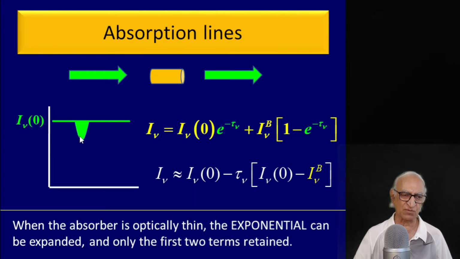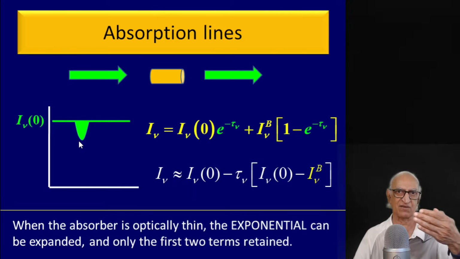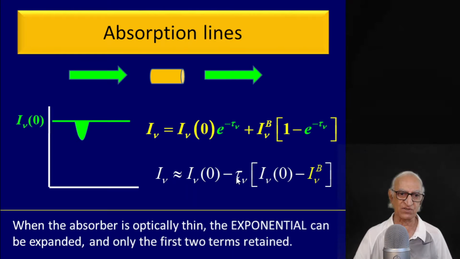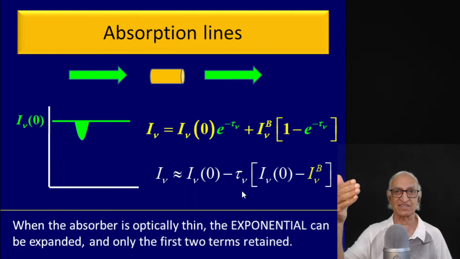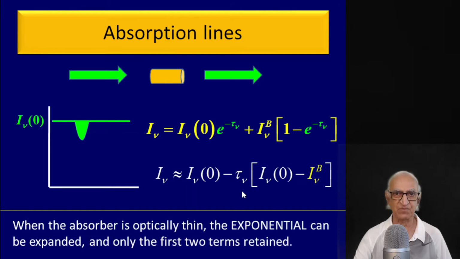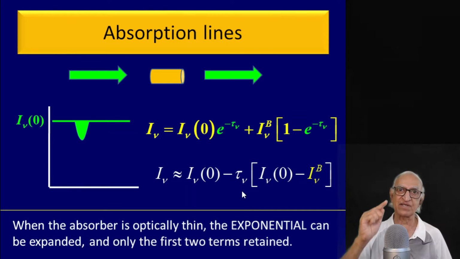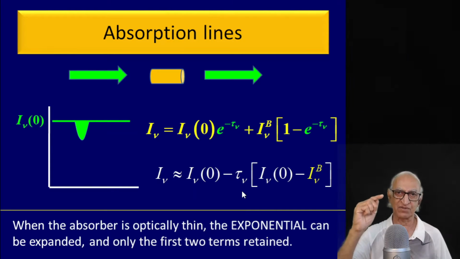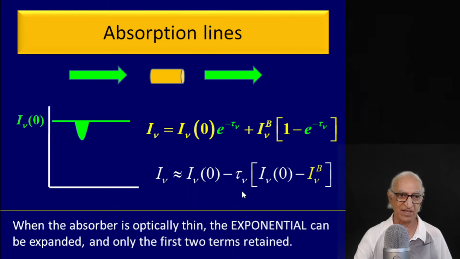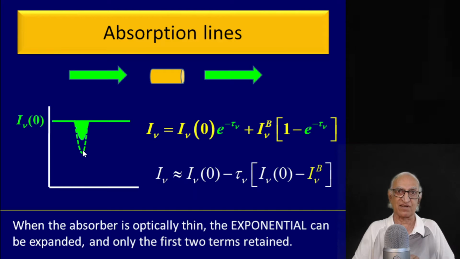So the depth of the absorption, the amount of radiation that is taken away from the background radiation, which is the radiation from the interior, is related to the optical depth. Just as the emission line intensity was proportional to the optical depth. When we increase the optical depth, the emission line intensity increases because of tau nu into I nu b. This time, as the optical depth increases, the depth of the absorption line will increase. In other words, more radiation will be taken away.